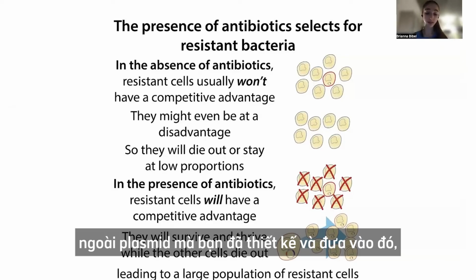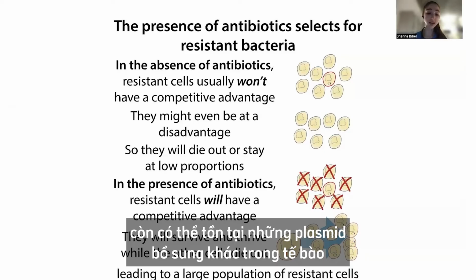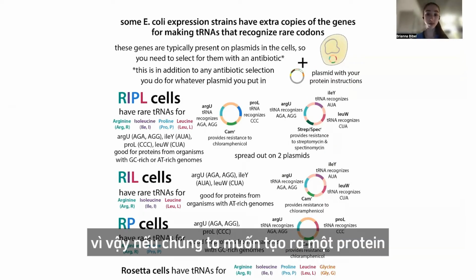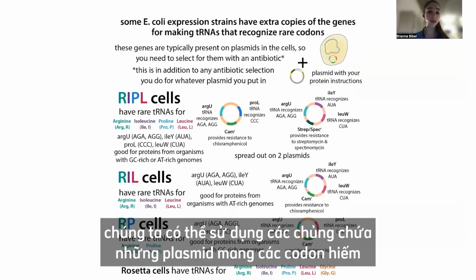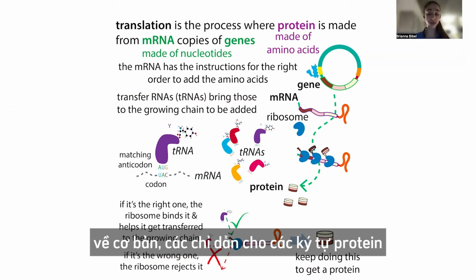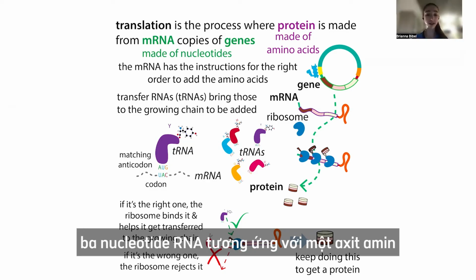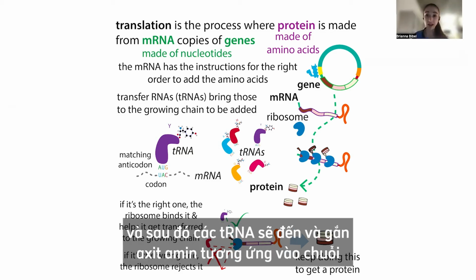In addition to the plasmid that you design and put in there, there might be additional plasmids in the cell. For example, we can use specialized expression strains. If we want to make a protein, we can use strains that have plasmids containing rare codons. The instructions for protein letters are given in the RNA form, in these 3-letter words. These 3 RNA letters spell one protein letter, and then these tRNAs come around and add the amino acid letter.